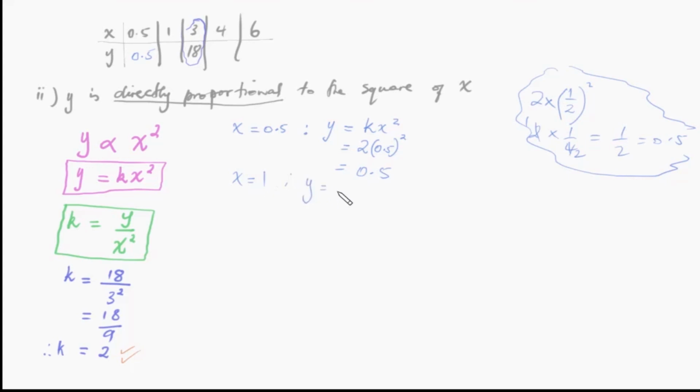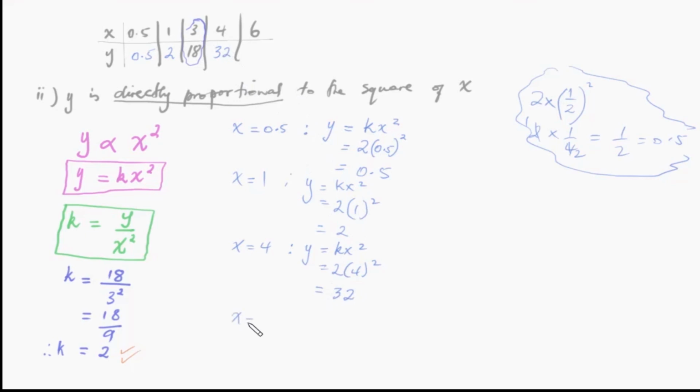Okay, when x is equal to 1, what will be y? Y will be kx squared, which is 2 times 1 squared, which is 2. So y will be 2 here. Now, when x equals 4, then y will be equal to kx squared, which is 2 times 4 squared, which is 2 times 16, because 4 squared is 4 times 4, which is 16, times 2 equals 32. Now, y will be 32 here, all right?